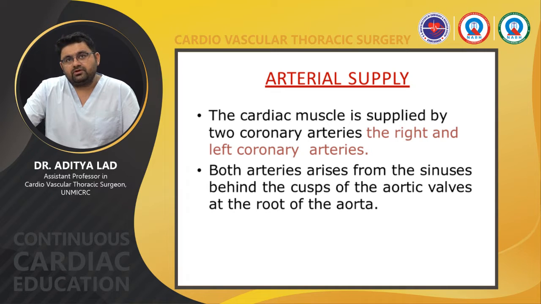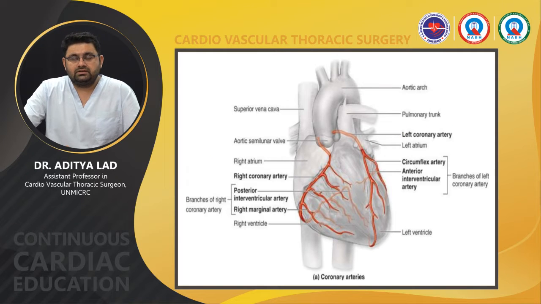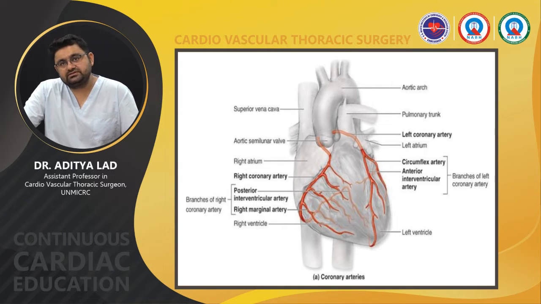Now, if we talk about the arterial supply, the cardiac muscle is supplied by two coronary arteries, the right and the left. Both arteries arise from the sinuses behind the cusps of the aortic valve at the root of the aorta. Here we can see that the right coronary artery arises from the right side of the root of the aorta, and from the left cusp, the left coronary artery arises. We can also call it the left main artery, which further divides into the left anterior descending artery, that is LAD, and the circumflex artery.